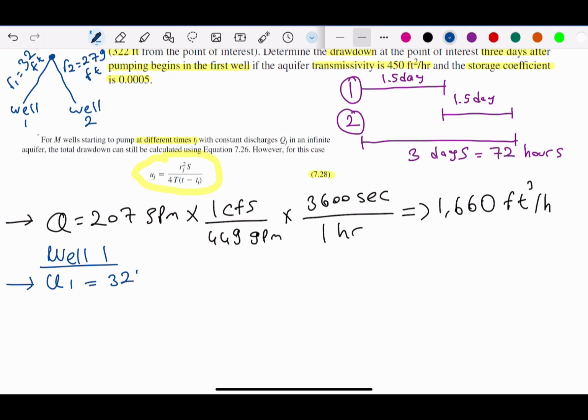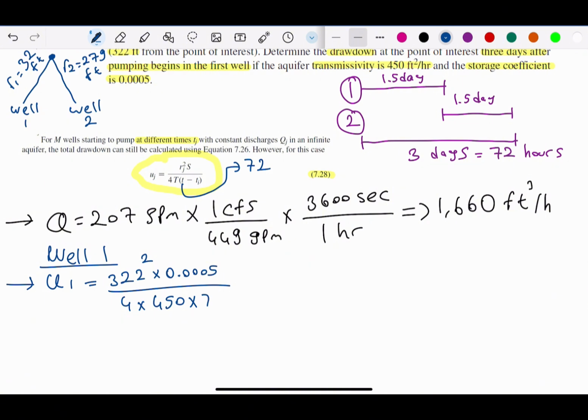U1 will be equal to R, which was 322. We have transmissivity, and here T is 72 because it is the total duration. So U will give 4 times 10 to the power of minus 4.